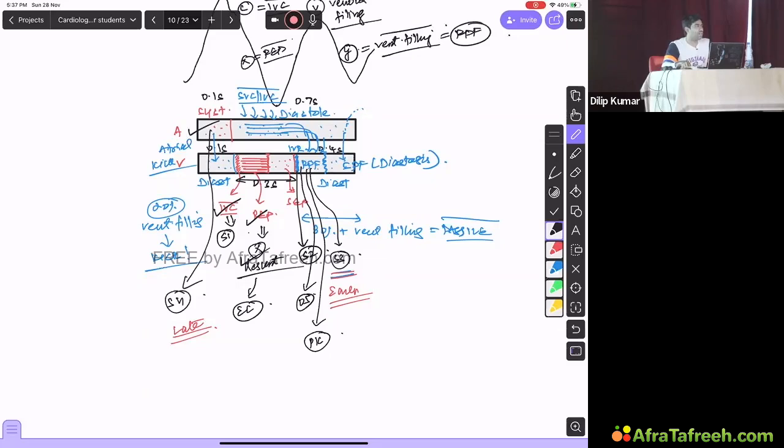Now you know the early diastolic sounds in order: opening snap, pericardial knock, third heart sound. The late diastolic sound, the most important one, is S4. And the ejection click happens during the rapid ejection phase. Are you understanding or not?